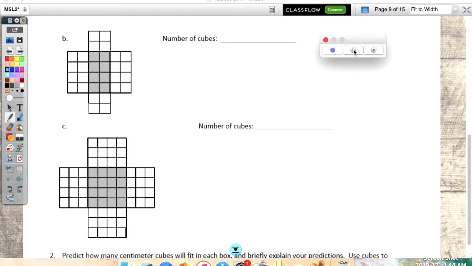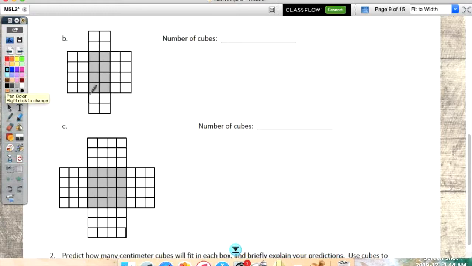Okay, so let's take a look at the second figure. And I'm going to switch to black again so we can see it. So the length is what? 2. Oh, it didn't switch me. Hold on. It's 2 centimeters. And then the width is 4 centimeters. And then the height is 2 centimeters. So what will my multiplication sentence look like for this one? 4 centimeters times 2 centimeters.